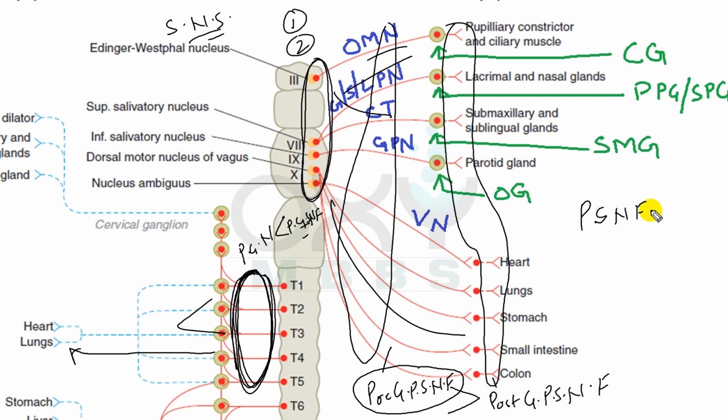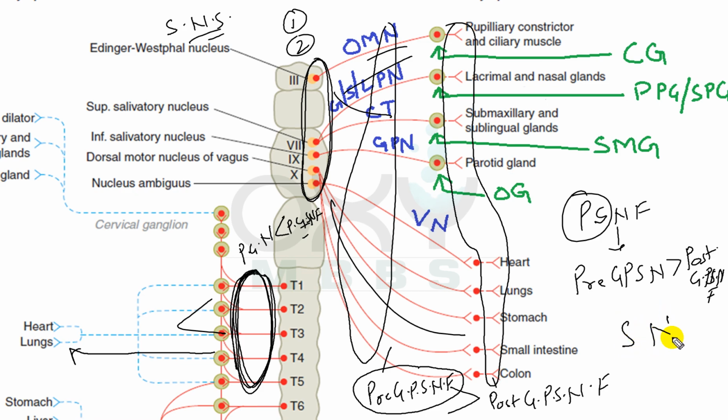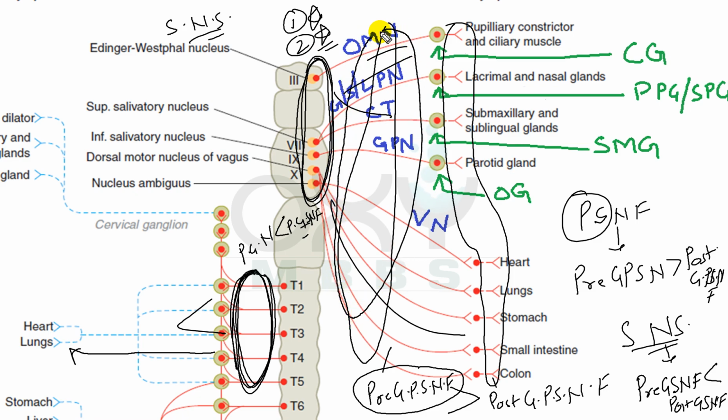So in the parasympathetic nervous system, the length of the preganglionic parasympathetic nerve fiber is longer than the postganglionic parasympathetic nerve fiber, while it is reverse in the sympathetic nervous system, where the length of the preganglionic sympathetic nerve fiber is less than the postganglionic sympathetic nerve fiber. So these two points are very important. One point is that all the nuclei of the cranial nerves and sacral nerves are located in the central nervous system, and the length of the preganglionic parasympathetic nerve fiber is longer than the postganglionic fiber.